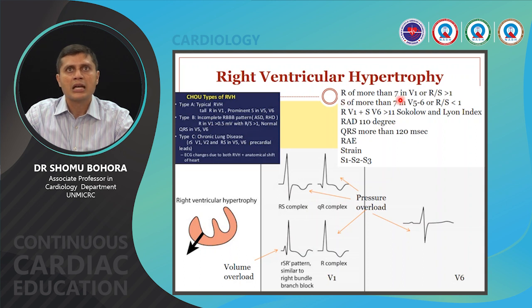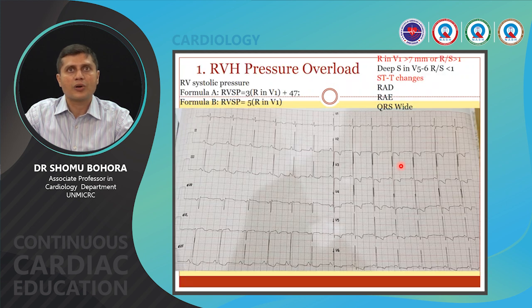So if you have an R of more than 7 in V1 or the RS ratio is more than 1 in V1, S of more than 7 in V5, V6 or RS less than 1 in V5, V6, or the Sokolov-Lyon criteria, R in V1 plus S in V5, V6 more than 11, right axis deviation of more than 110 degrees, QRS duration of more than 120 milliseconds, right atrial enlargement with a strain pattern in V1 or the inferior leads, or S1, S2, S3 in the ECG, it suggests right ventricular hypertrophy.